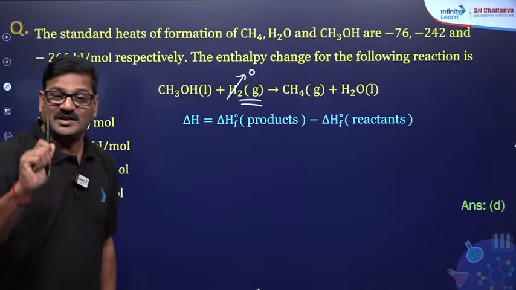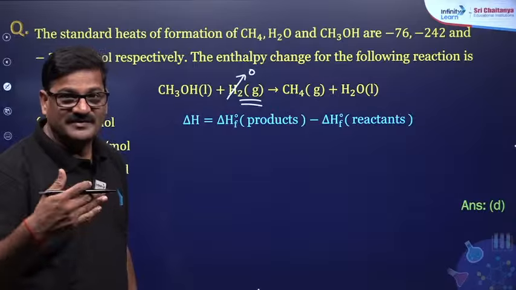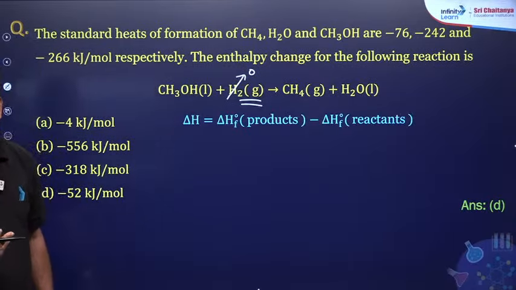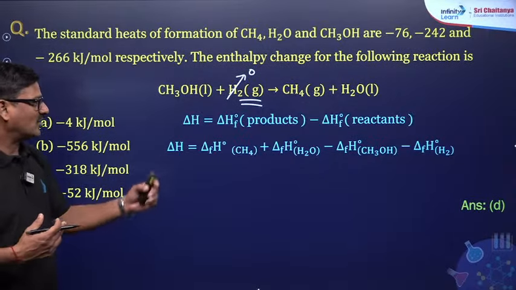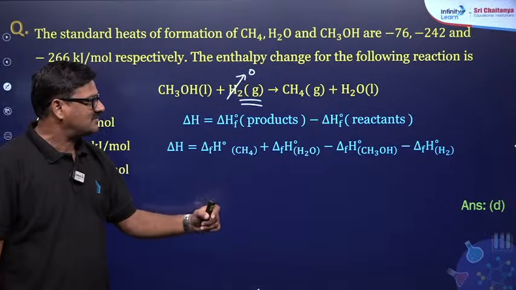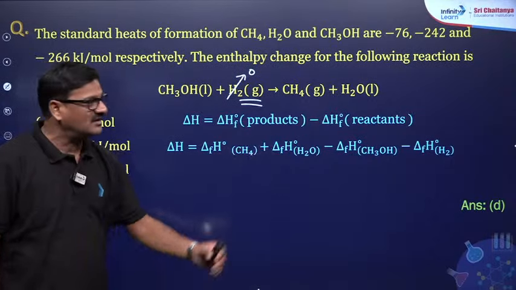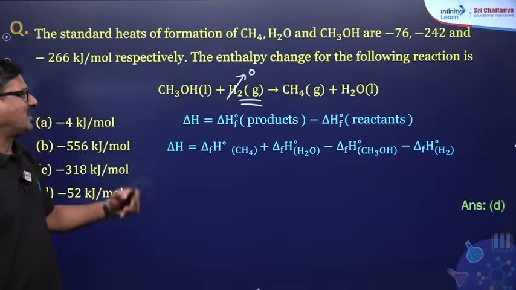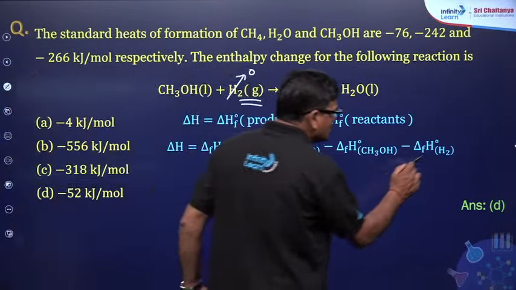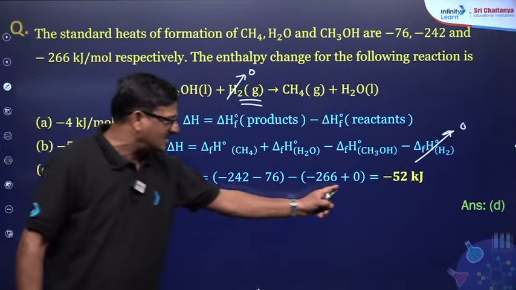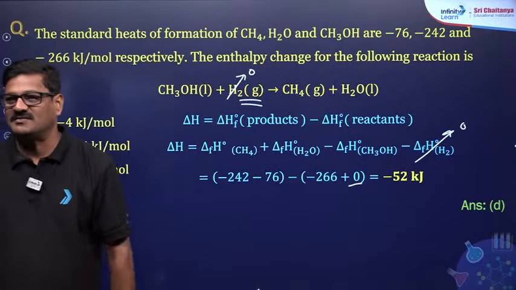So there is a confusion point in the middle of the examination. Its data is not given completely. Okay, now for this, enthalpy of formation of methane plus enthalpy of formation of water minus enthalpy of formation of methyl alcohol minus enthalpy of formation of hydrogen. Plug the values. I said its value is going to be 0 now. So put it here. Yes, it is taken as 0.